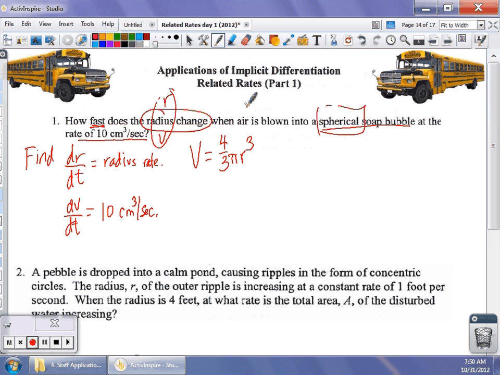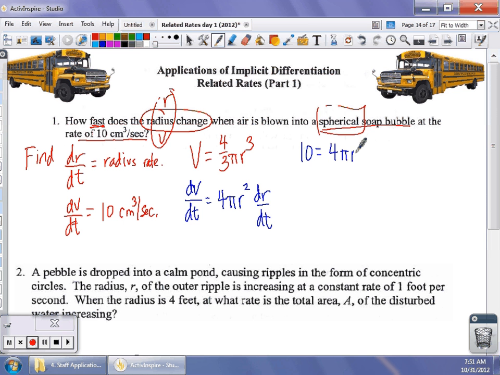All right, so I read the problem, I recorded my information, I have an equation that relates my variables of V and r. So the next step is to find the derivative of both sides. The derivative of V with respect to time is dV/dt. Using the power rule on the right hand side, I get 4 pi r squared dr/dt. Remember, we're taking the derivative with respect to time. I know that dV/dt is 10, so I'm going to substitute 10 in place of dV/dt.